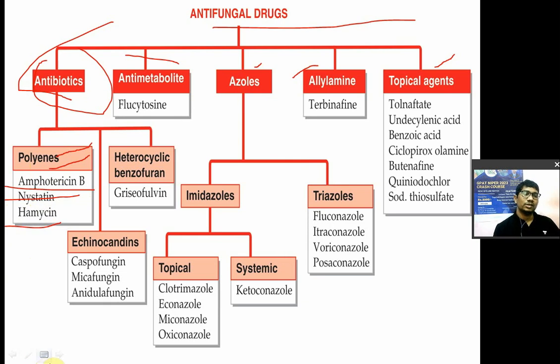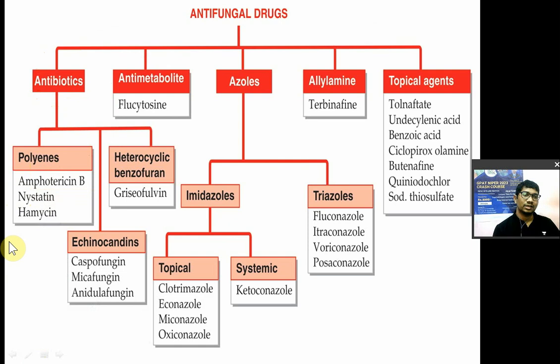Now out of that, amphotericin B has a wide spectrum. Amphotericin B जो है इसका spectrum ज़्यादा होता है. So it is a wide spectrum antifungal antibiotic. It is not given by the oral route. It is given by the injectable route. Okay, it is an injectable antifungal agent.